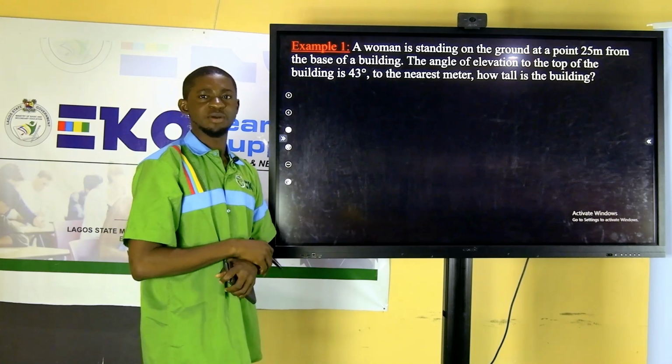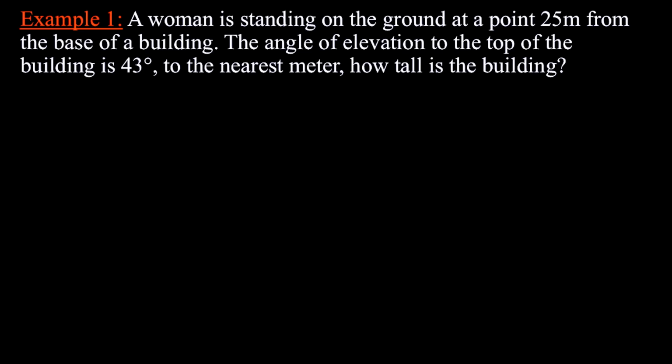Let's take this example. A woman standing on the ground at a point 25 meters from the base of a building. The angle of elevation to the top of the building is 43 degrees. To the nearest meter, how tall is the building?